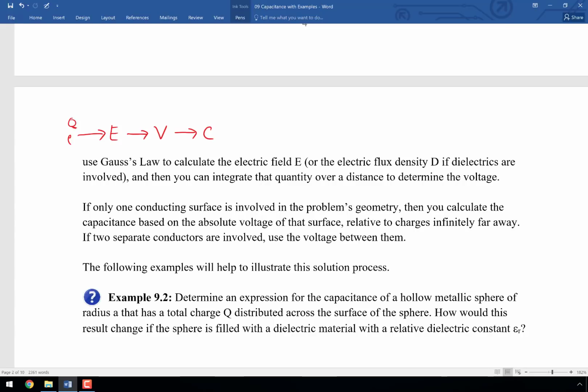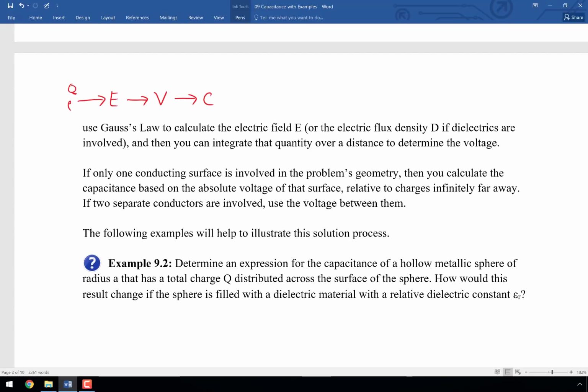Now, if you have only one conducting surface, for example, the next problem is going to be what happens if you have a metal sphere. There's only one surface there. There's one surface of the sphere. In that case, you calculate the capacitance based on the absolute voltage of that surface. In other words, how hard would it be to move a charge from infinity and put it on the surface of that sphere? But if two separate conductors are involved, you use the voltage between them.